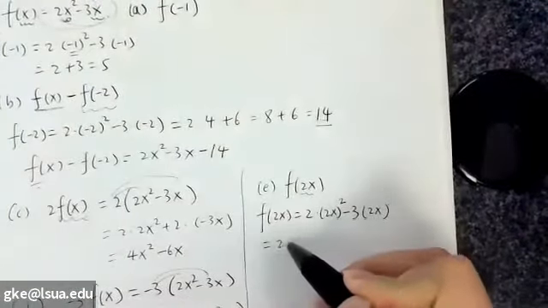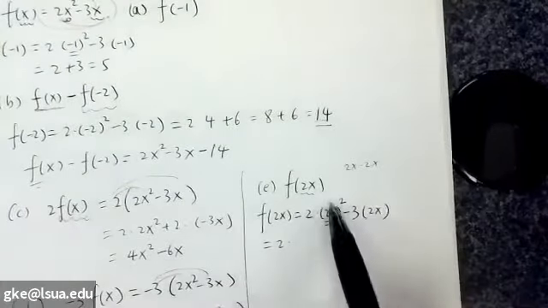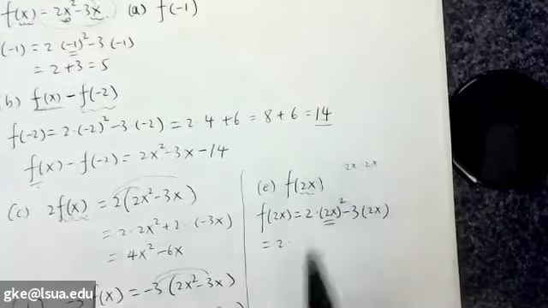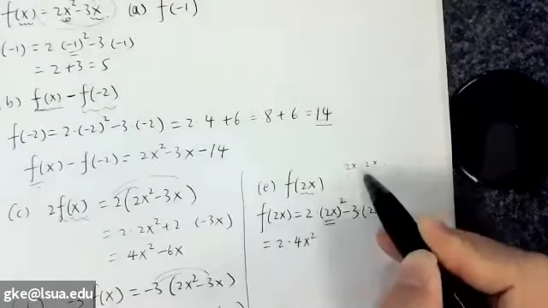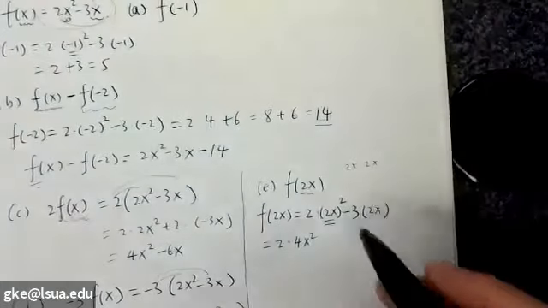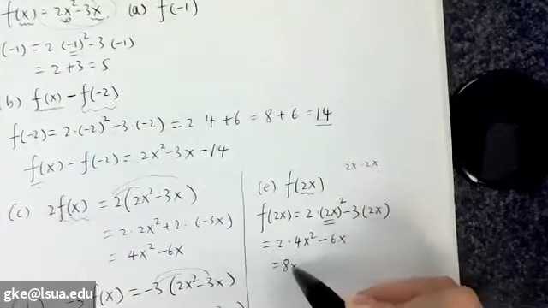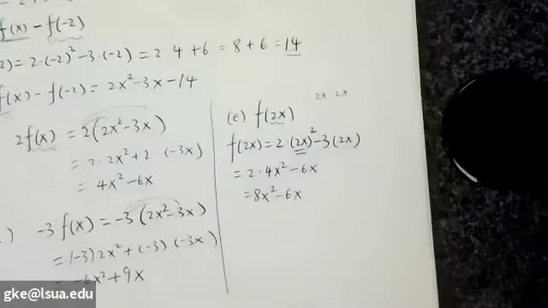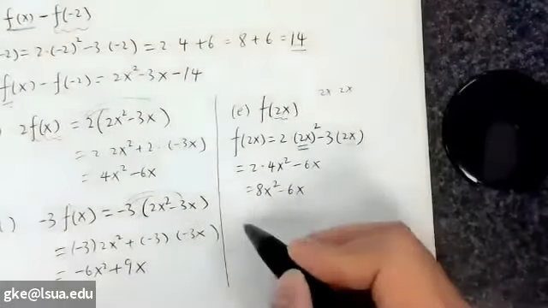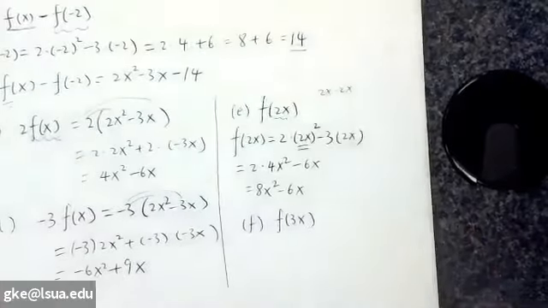Now let's do it again. 2x times 2x is 4x squared, right? And 3 times 2 is 6x, so we get 8x squared minus 6x. Okay. Now I want you guys to try f(3x).